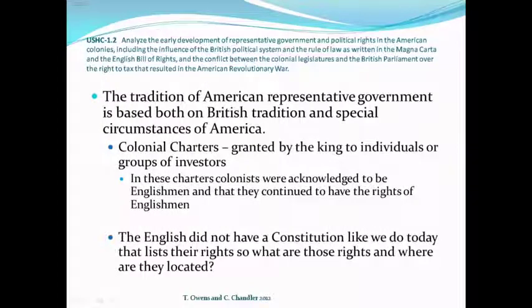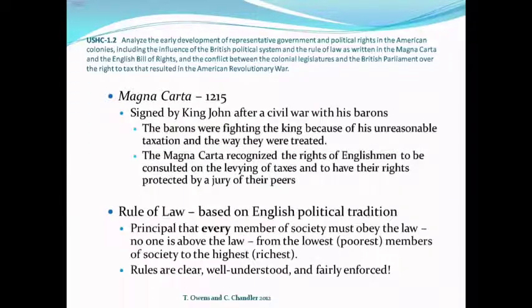Our unique political traditions really developed because of the British system, along with the special circumstances that were over here. Every colonial charter that was granted by the king really gave the colonists the rights that they thought they had as Englishmen, and so they thought they had the exact same rights as any other Englishman. The most important political tradition was the Magna Carta.